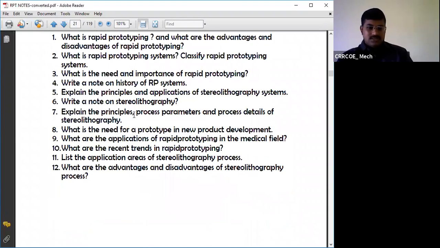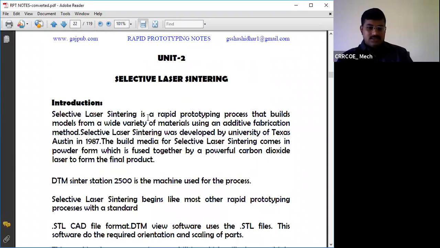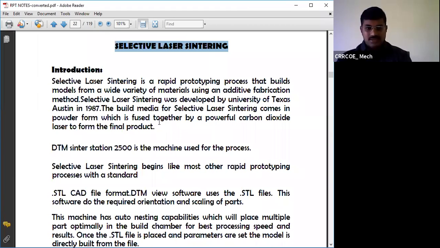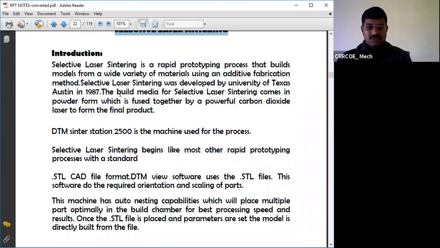Selective laser sintering. This is available in notes online also, and I have not prepared these notes; as per my knowledge, it is very easy to understand. Selective laser sintering: take the syllabus copy for this subject and learn the technique. There will be variations. About selective laser sintering, an introduction is given. This is a rapid prototyping technique.